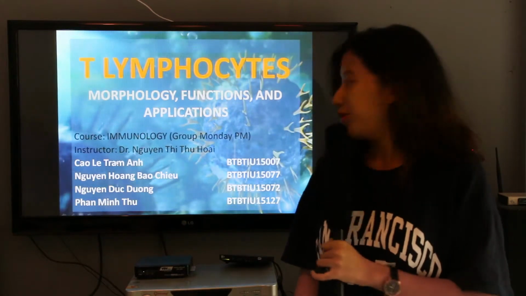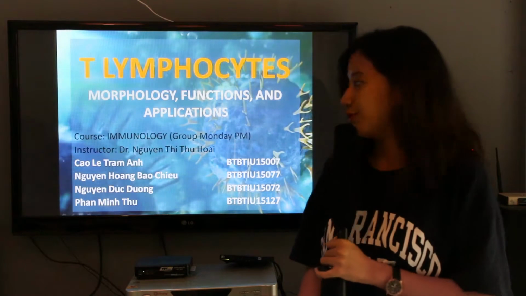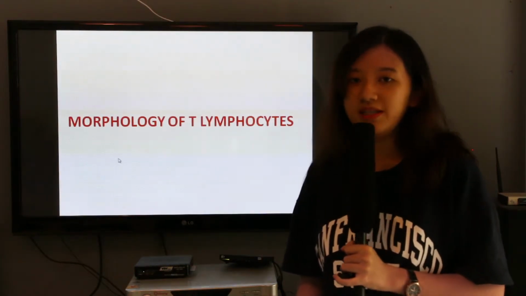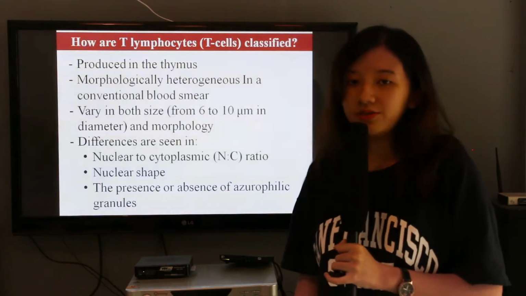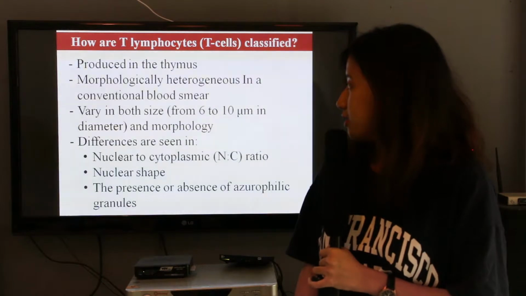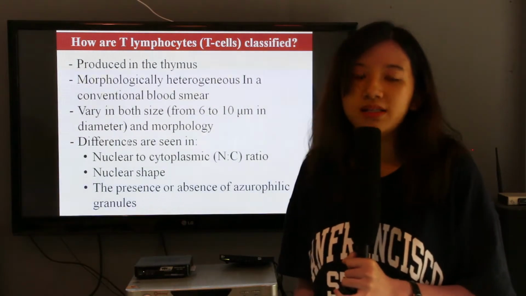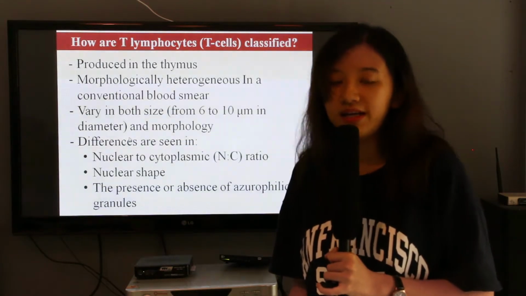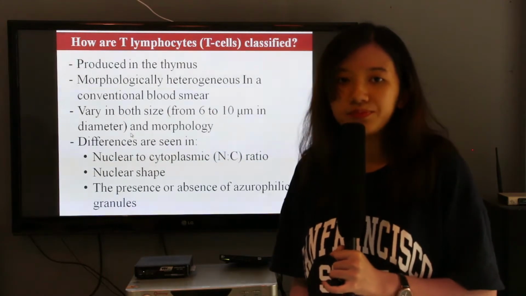So our topic will include the morphology, function, and the application of T lymphocytes. Now, first I would like to talk about the morphology of T lymphocytes. These are some of the characteristics shown on the slide. T lymphocytes are one of the main components of the adaptive immune system, and they recognize antigen through clonally expressed antigen receptors.